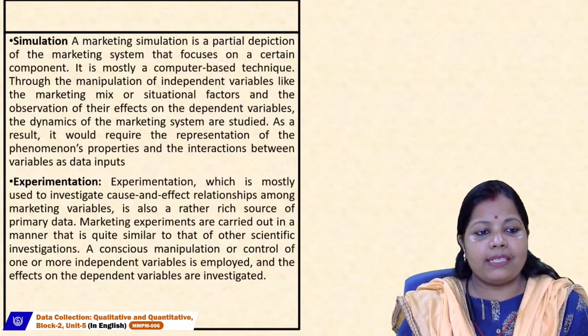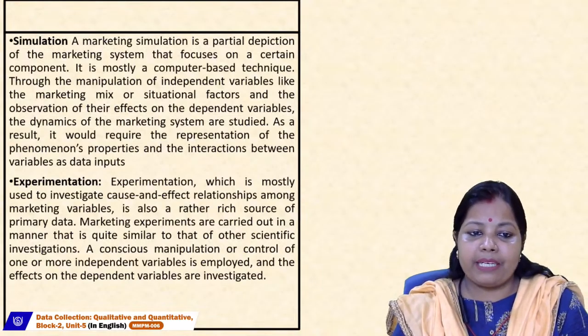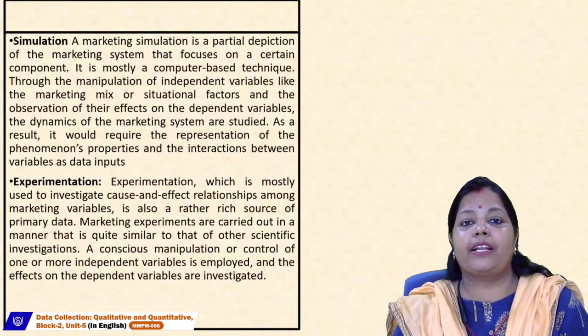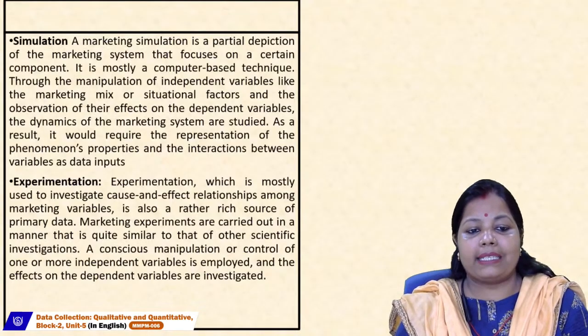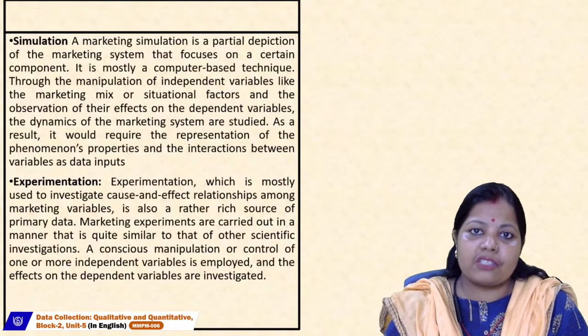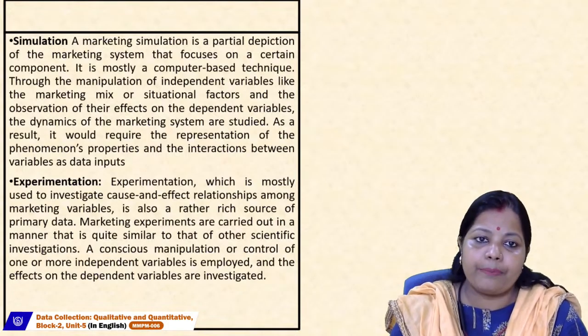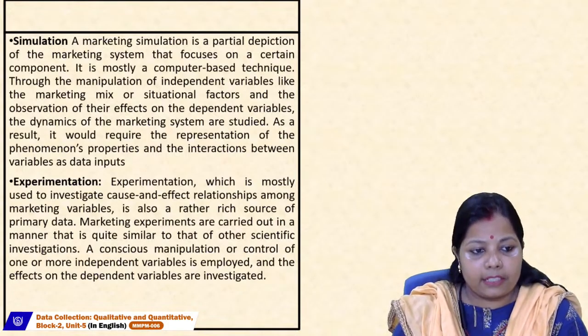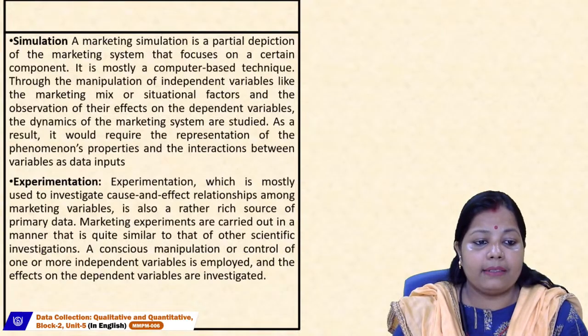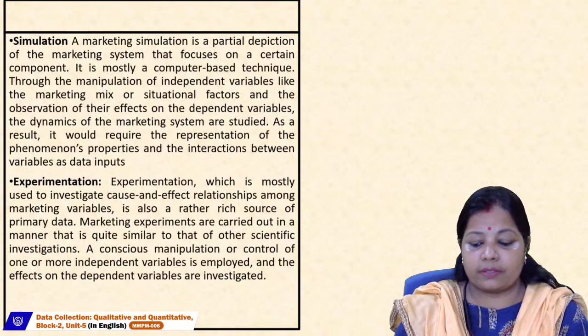Then the last one is experimentation. Experimentation is mostly used to investigate cause and effect relationships among marketing variables. It is also a rather rich source of primary data. While we are discovering the cause and effect relationship between these variables, we require some primary data, and it is also a source of primary data. So marketing experiments are carried out in a manner that is quite similar to that of other scientific investigations.